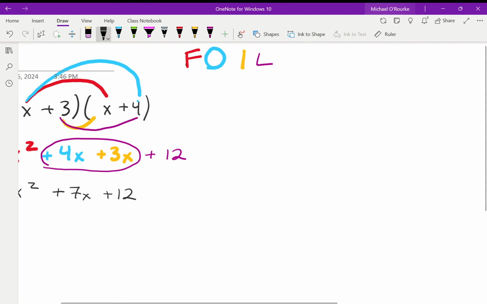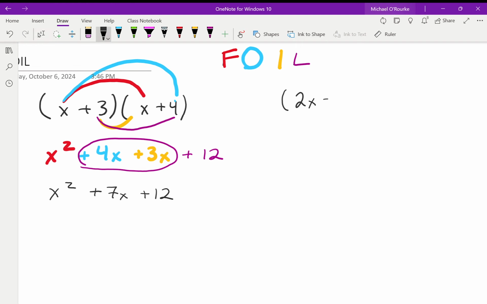I'll even use that one there. But this time the x's are not going to be alone. They're going to have some numbers attached to them. So let's go 5x plus 2. You're doing the exact same process, but you're going to have to do some more multiplication.